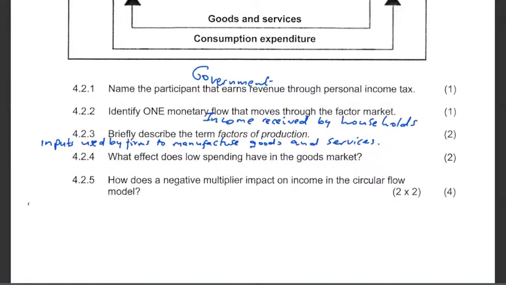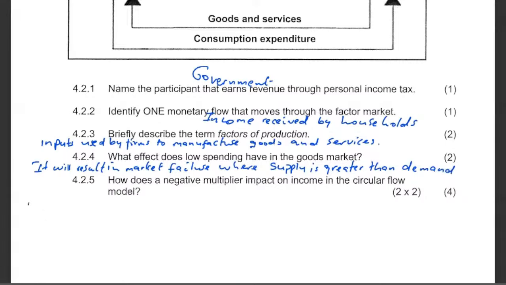Now let's check 4.2.4. What effect does low spending have in a goods market? This will result in market failure where supply is greater than demand.